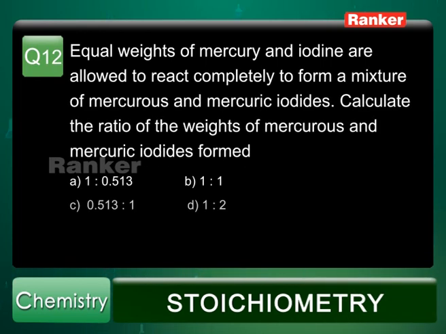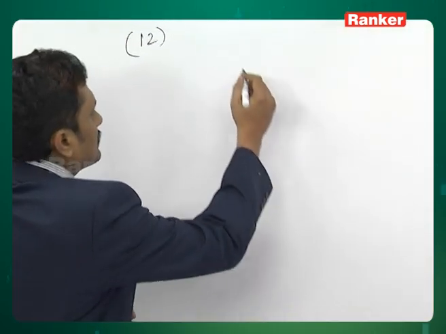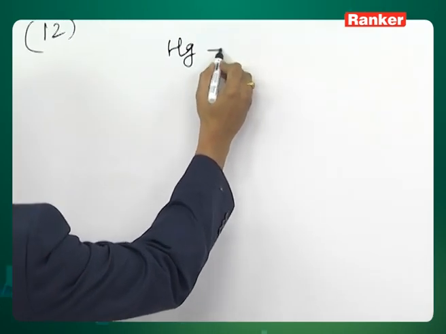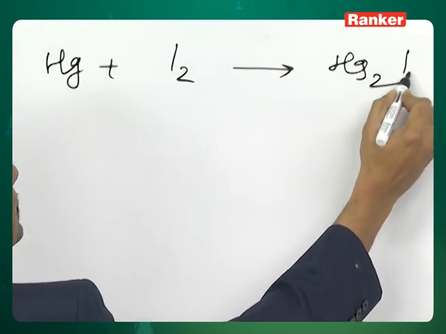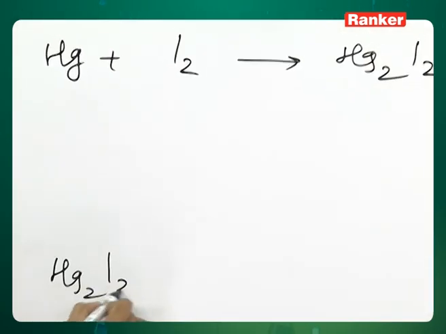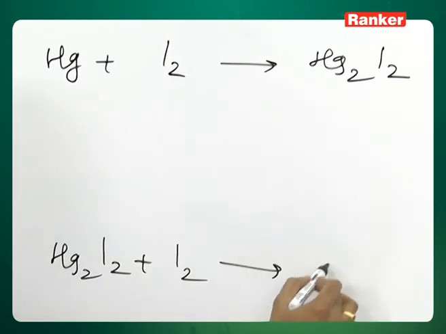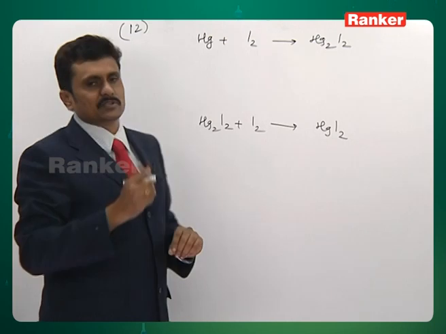In the next question, equal weights of mercury and iodine are allowed to react completely to form a mixture of mercurous and mercuric iodide. Then you have to find out the weight ratio of the mercurous and mercuric iodide that are formed during this reaction. So, in this case, you have been given mercury and iodine reacting in equal weights. You know that initially you will get mercurous iodide, which will subsequently react with the iodine remaining in excess from the first reaction to give you mercuric iodide.